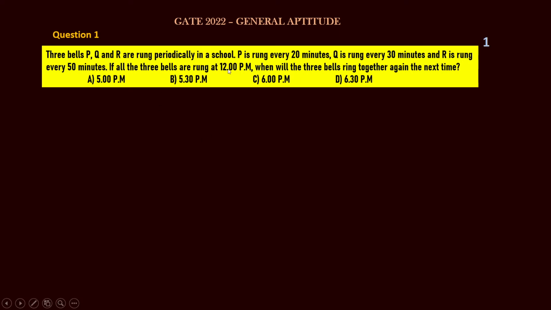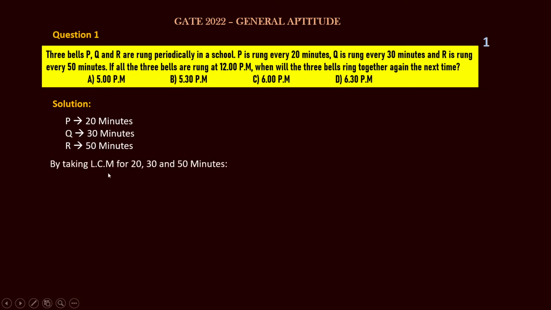They rung together at 12 p.m. They asked for the next time when the three bells will ring together. They have given four options: 5 p.m., 5:30 p.m., 6 p.m., and 6:30 p.m. Let me solve the problem. They have given the timings for P, Q, and R: every 20 minutes, every 30 minutes, and every 50 minutes for R. So here we have to find the least common multiple.